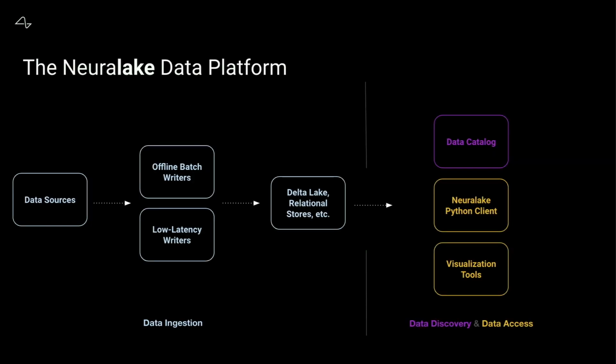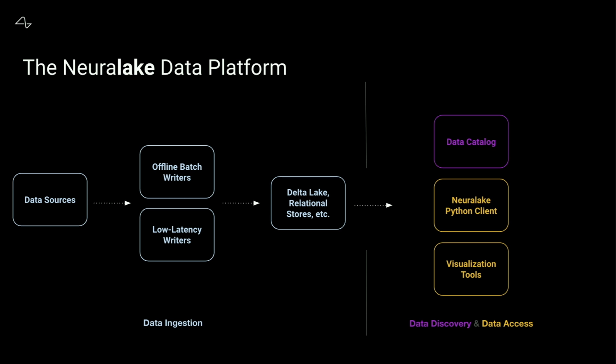So this is a 32,000-foot view of what our Neuralake data platform looks like. And this is really just a part of it. Again, I can't cover all of the complexity of our data today. But we have data sources. We have offline batch writers and low latency writers for processing that data and putting it into our data stores. And we have our data stores themselves. We have Delta Lake, we have relational stores, and so on.